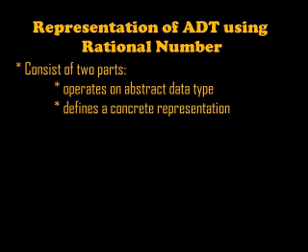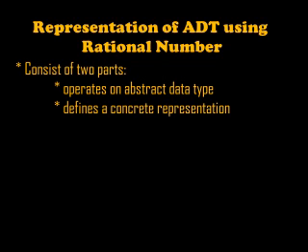Now we will see the representation of abstract data type using rational numbers. We already studied abstract data type. What is abstraction? Provide only the essential; the remaining it will hide. Understand? Here any program consists of 2 parts. The first part operates on abstract data type. The second part defines the concrete representation.